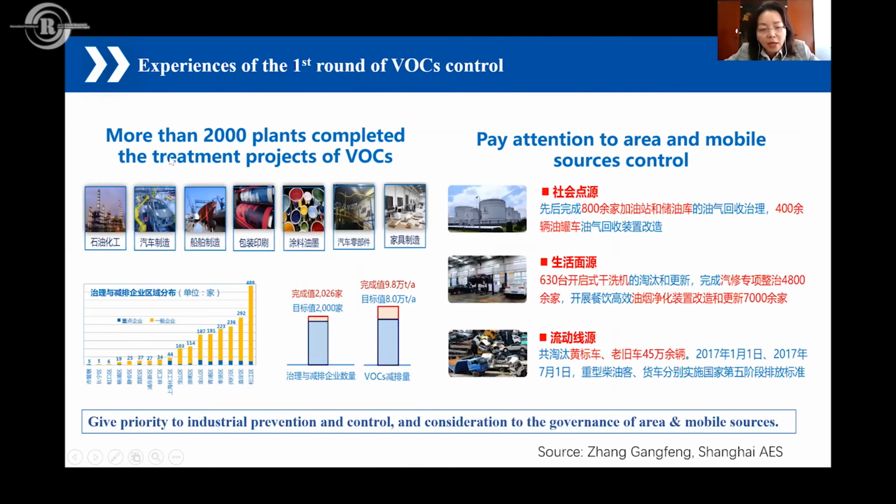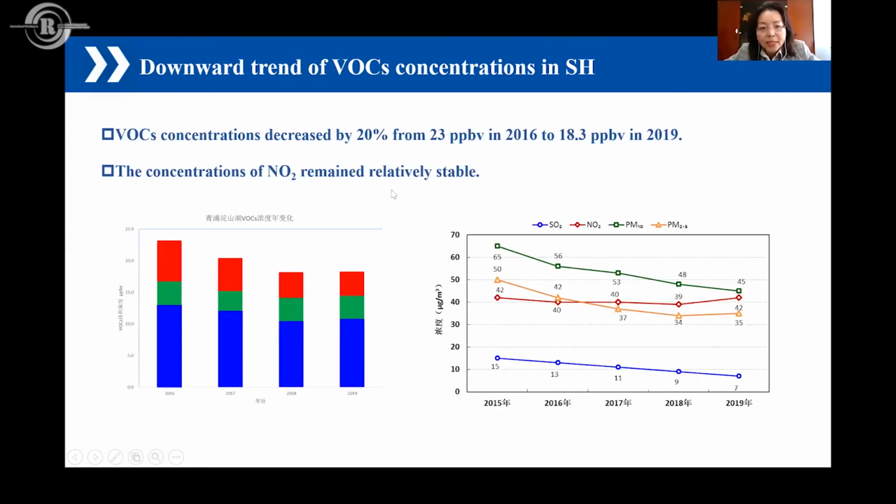More than 2,000 plants completed the treatment of VOC projects. Based on all these actions, the VOC concentration in Shanghai has decreased by 20% during the past 4 years. However, the concentration of nitrogen dioxide has remained stable. So we think that future efforts should be put on NOx emission control.